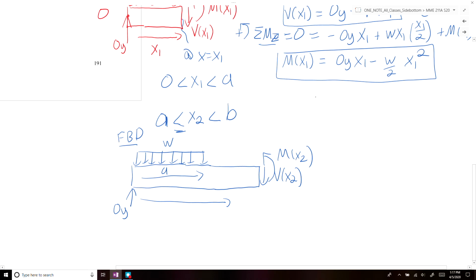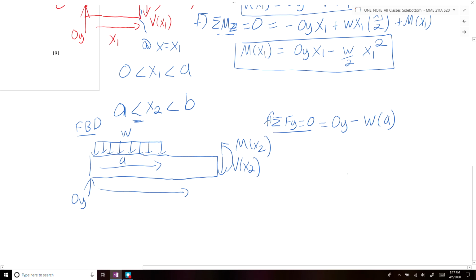So we're going to just follow the same procedure. We're just going to sum all of our forces in the y direction, set that equal to 0, to find V of x2. So if we do that, we'll get O of y minus W times A plus or minus V of x2. So V of x2 would be equal to O of y minus WA.